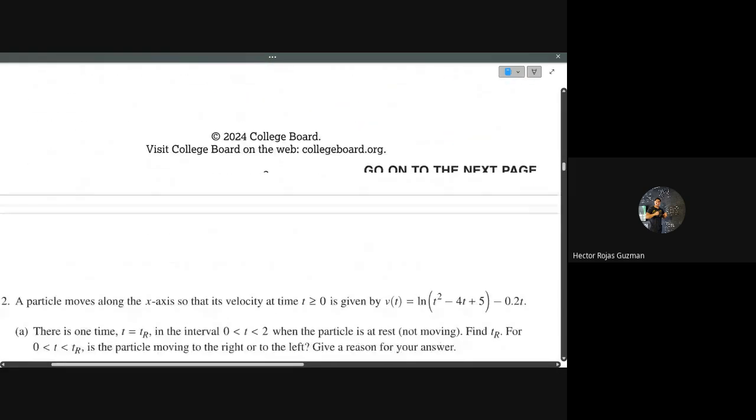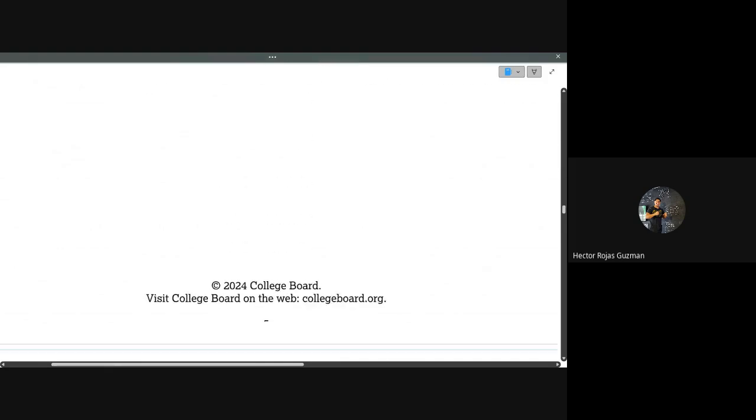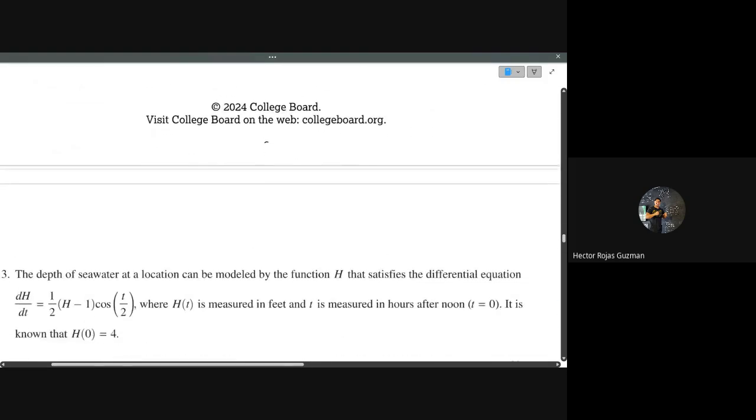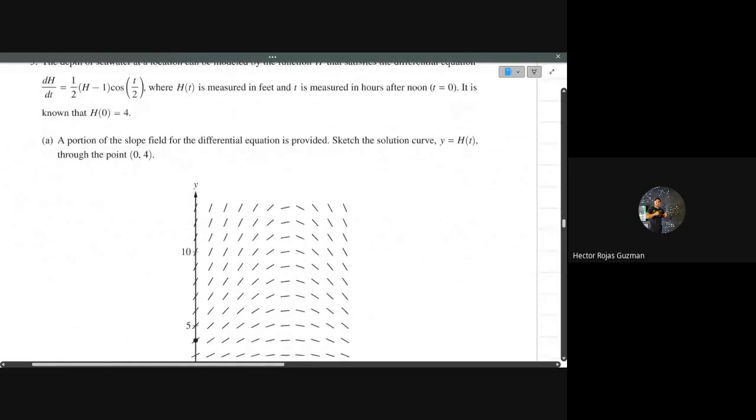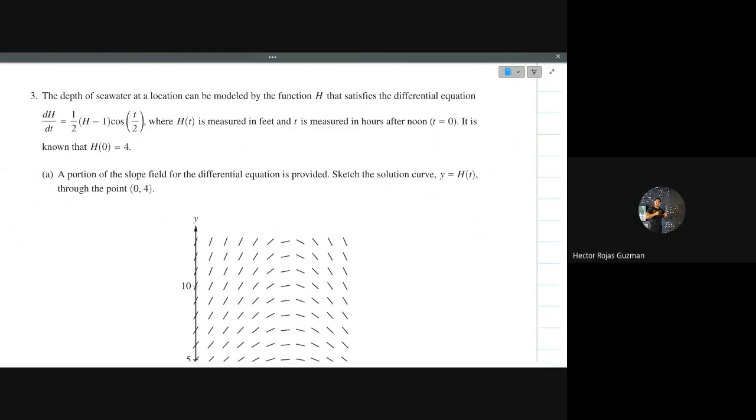The next question we're going to do is going to be number 3, once again because that happens to overlap with A, B, and B, C. So both of you guys get to work on the same question. The depth of the seawater at a location is modeled by the function h and it satisfies the differential equation. It's known that h of 0 is equal to 4. Okay, that sounds like an initial condition to me. It's probably going to be useful.